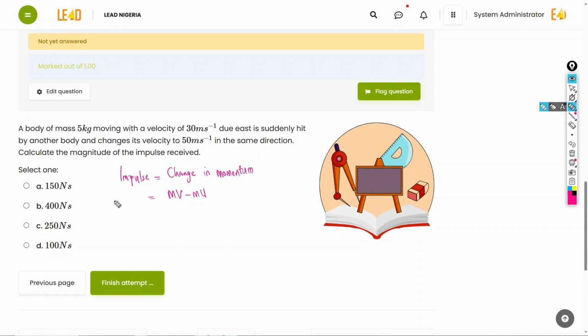So impulse will be mass, that's 5, times final velocity 50, minus mass 5 times initial velocity 30. So this would be 250 minus 150, which gives me 100 newton seconds, or kg meters per second. All right, so that's option D.